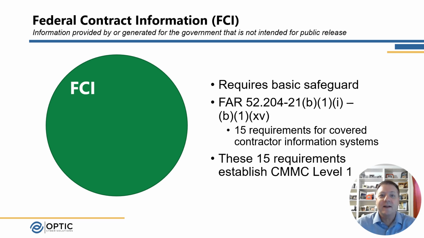The first type of data I'd like to talk about is Federal Contract Information, or FCI. FCI is information that is not intended for public release. It is typically provided by or generated for the government under a contract to develop or deliver a product or service to the government. Federal Acquisition Regulation, or FAR, Clause 52.204-21, the Basic Safeguarding of Covered Contractor Information Systems, identifies 15 security requirements for protecting FCI. These 15 security requirements align directly with the security requirements for CMMC Level 1.